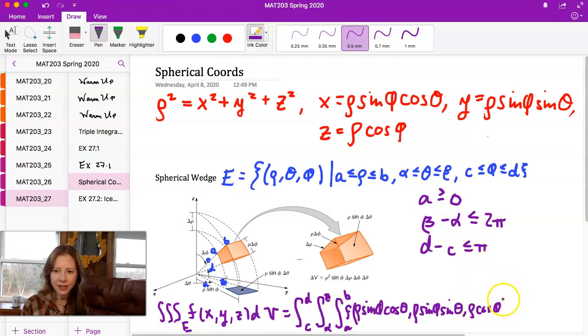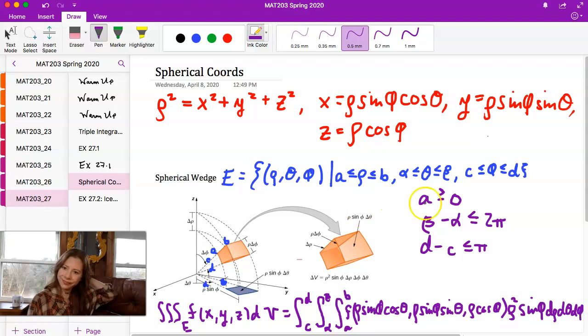Okay, now get this. Now dV in spherical coordinates becomes rho squared sine phi d rho d theta d phi. So here's the thing.